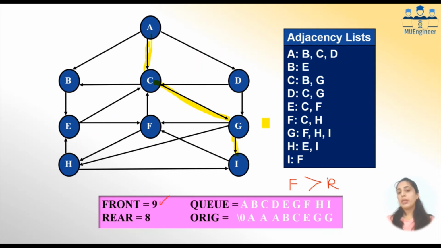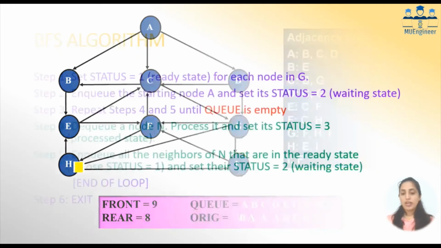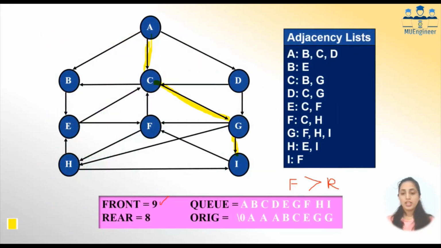So this will give me a minimum path from A to I. If I want to find out a path to H, say for example, let's try to find it out over here. If I want to find out the path from A to H, I will go to H. I'll write down H. Then its origin is G. So I'll write down G.